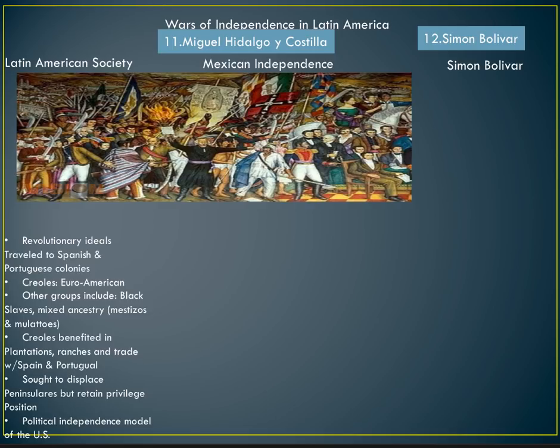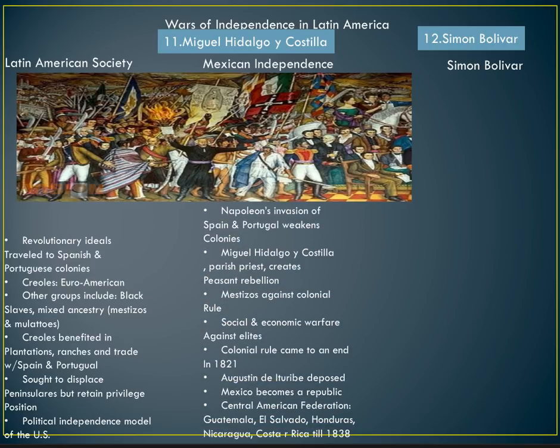So they had a political independence that was modeled off of the U.S. to begin to do that. Mexican independence: we see Napoleon's invasion of Spain and Portugal is going to weaken the colonies, because Spain and Portugal are not really going to be able to take care of their colonies because they're dealing with what's happening with Napoleon attacking them. So this gave a good opportunity for these colonies to seek independence.